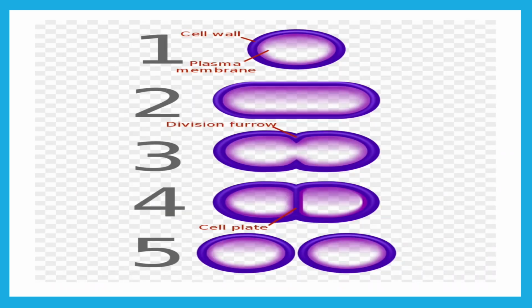This is how the cell division takes place. One bacterial cell divides into two daughter cells. It is elongated and a cell plate forms in between and produces two daughter cells.